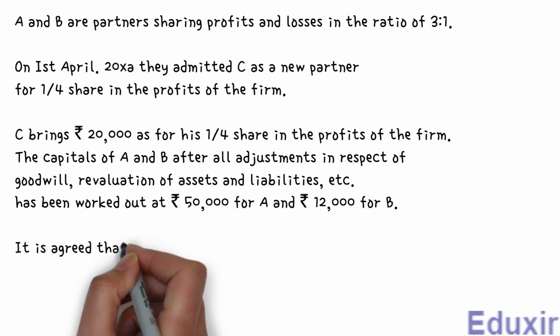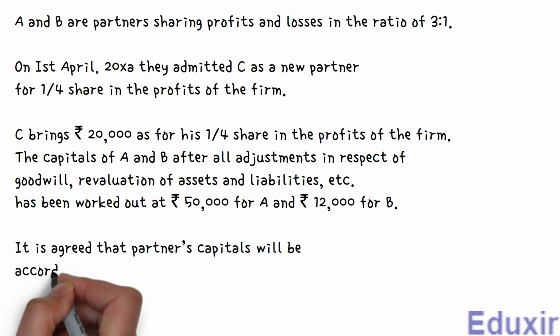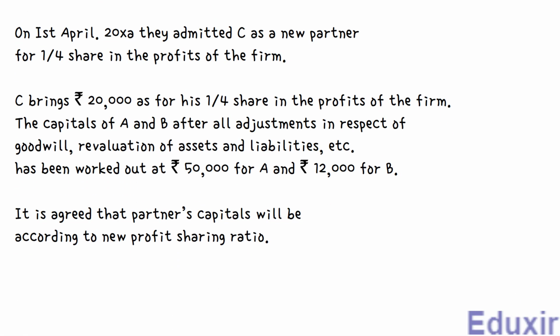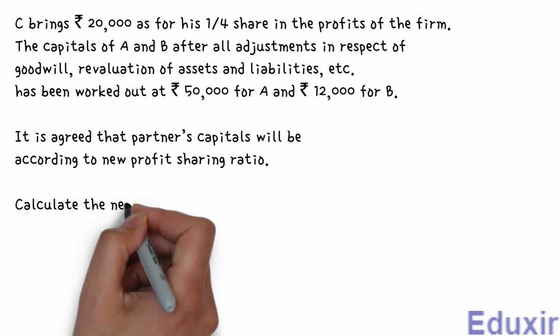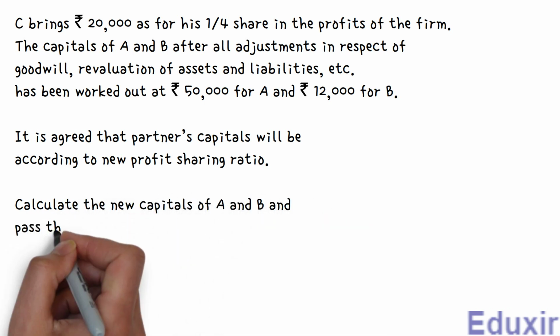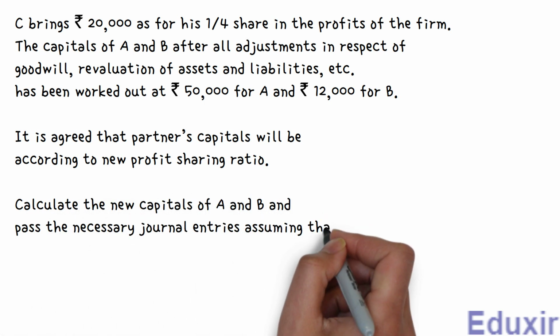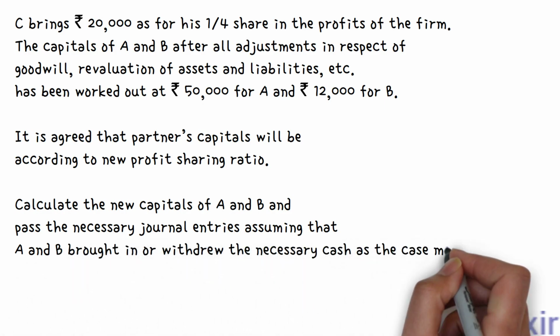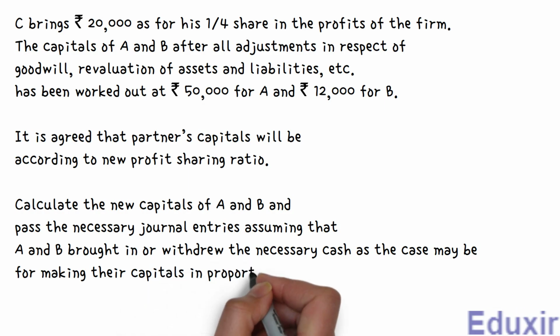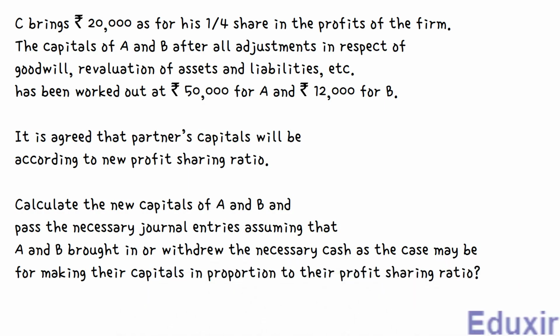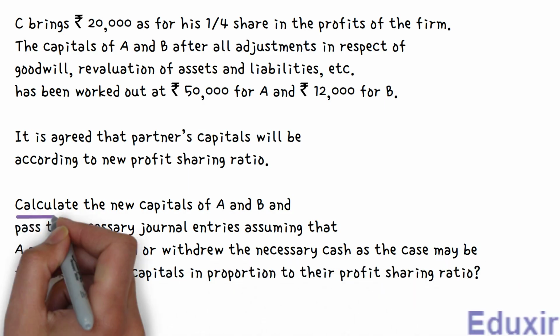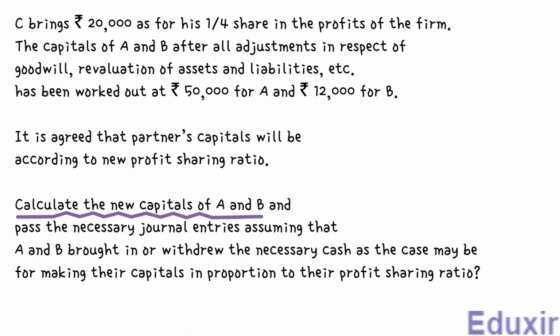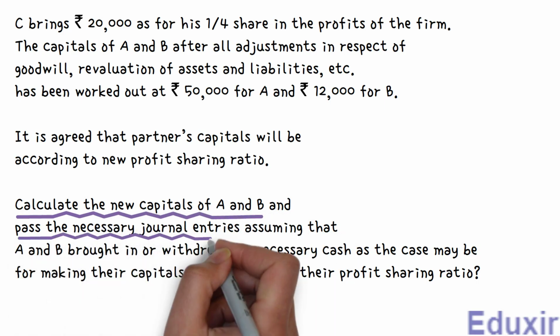It is agreed that partners' capitals will be according to the new profit sharing ratio. Calculate the new capitals of A and B and pass the necessary journal entries, assuming that A and B brought in or withdrew the necessary cash, as the case may be, for making their capitals in proportion to their profit sharing ratio. So, as per the problem, we have to calculate the new capitals of A and B. We should also pass the necessary journal entries.